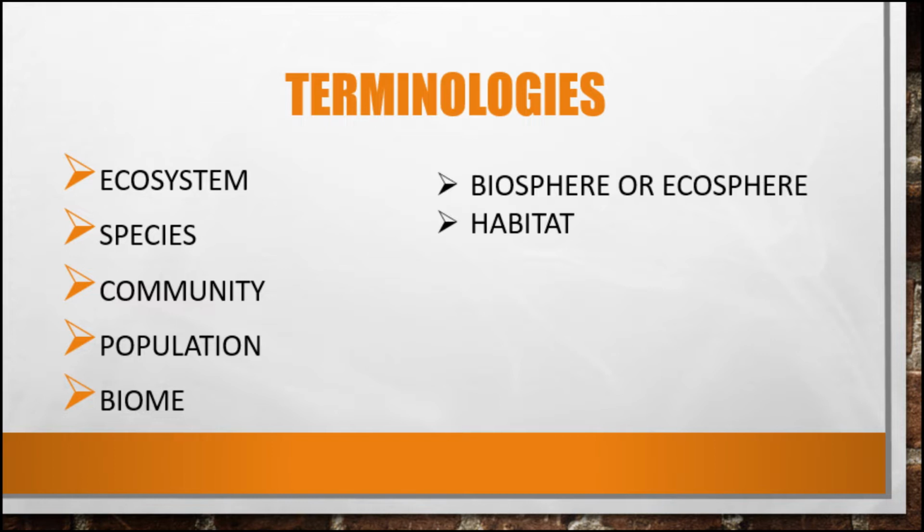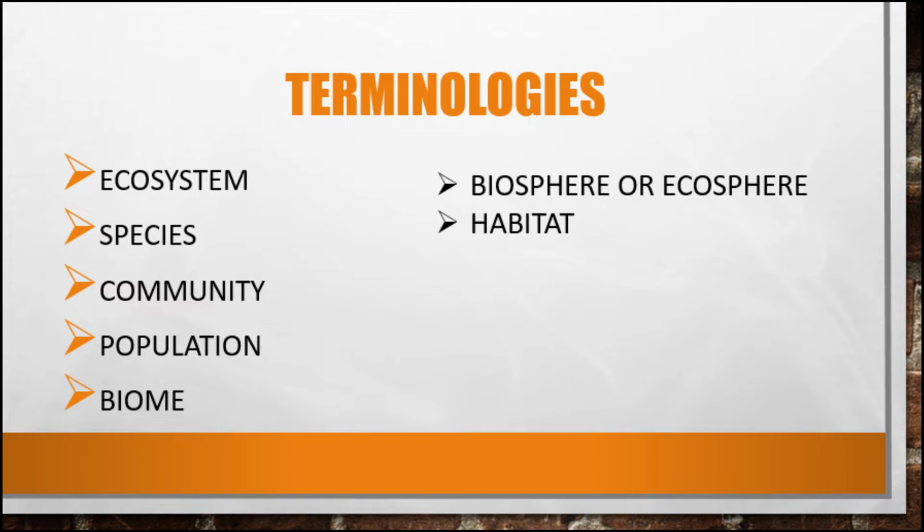Okay, fine. Then the third one, population. In the ecosystem, we have a group of organisms living in the same area. That's what we term as population. So it's a group of organisms of the same species living in an area.